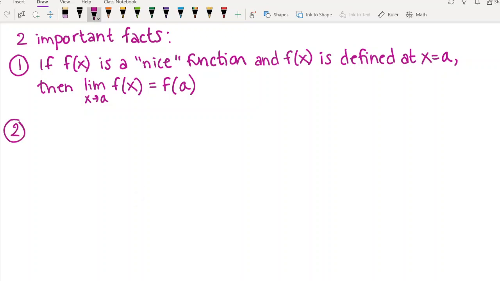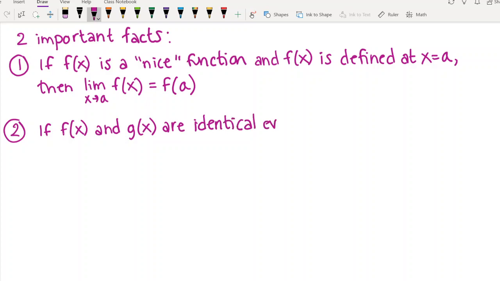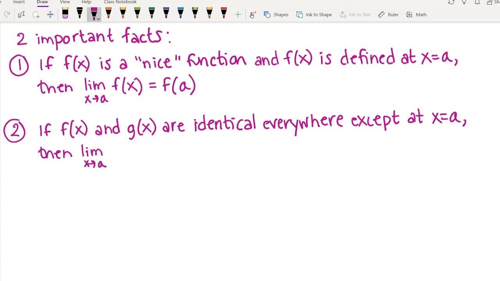And then the other fact that we made use of is, if you have two functions that are identical everywhere except for at one particular number, then the limit as x approaches that number of one function is the same as the limit as x approaches that number of the other function.